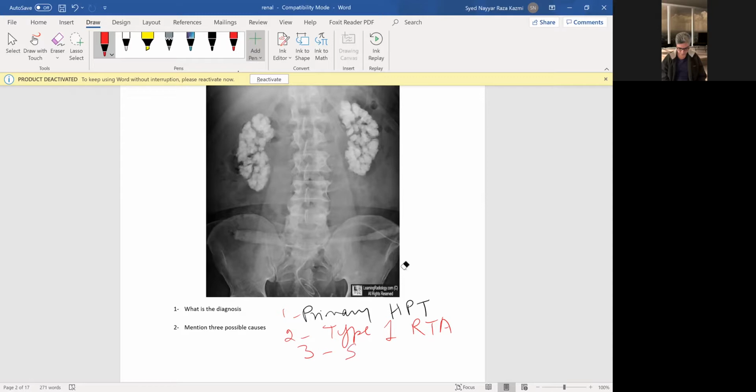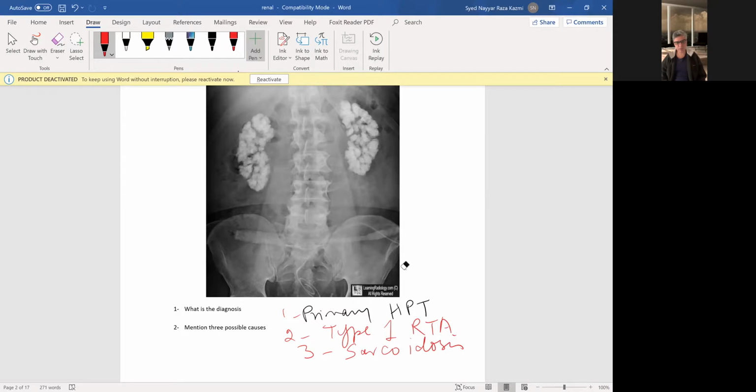The third thing in which you get increased calcium in your blood is sarcoidosis. Sarcoidosis is the third condition. It's an autoimmune condition in which you get hypercalcemia, and that hypercalcemia can manifest itself by depositing in the kidneys and give you nephrocalcinosis. So these are three conditions that can give you nephrocalcinosis.